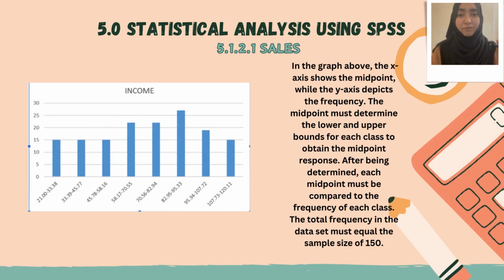Next, the graph of income. In the graph above, the x-axis shows the midpoint while the y-axis depicts the frequency. We must determine the lower and upper bounds for each class to obtain the midpoint. After being determined, each midpoint must be compared to the frequency of each class. The total frequency in the data set must equal the sample size of 150.